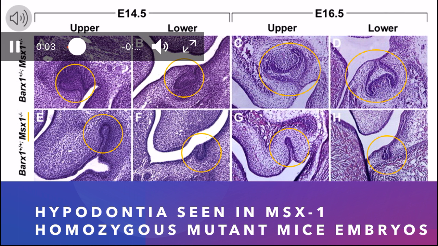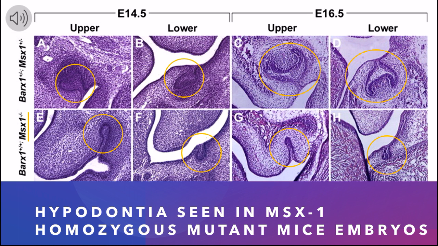BMP and FGF growth factors activate homeobox transcription factors, such as MSX1, which guides the development of the proper tooth type. Mutations in MSX1 lead to hypodontia and cleft palate. In the figure shown, the top row shows normal tooth development at embryonic day 14.5 and 16.5 in heterozygous MSX1 mice. However, in the following row we can see that the homozygous mutant mice show tooth development that is permanently arrested at the bud stage as a result of the loss of BMP4.